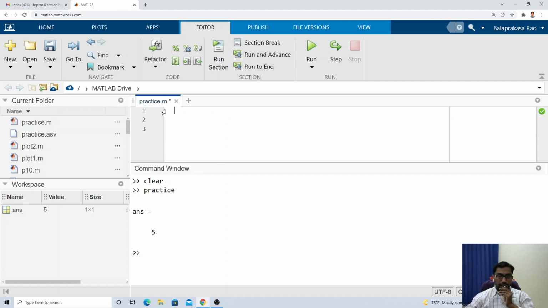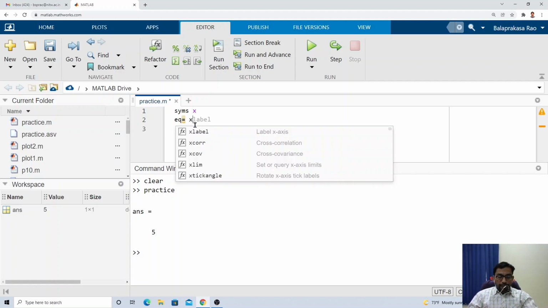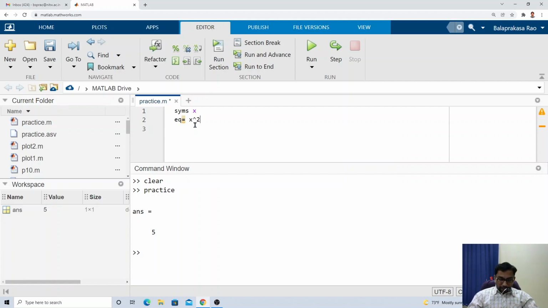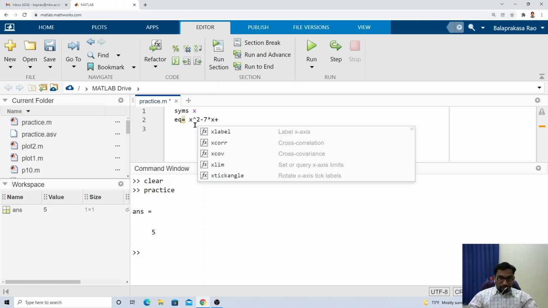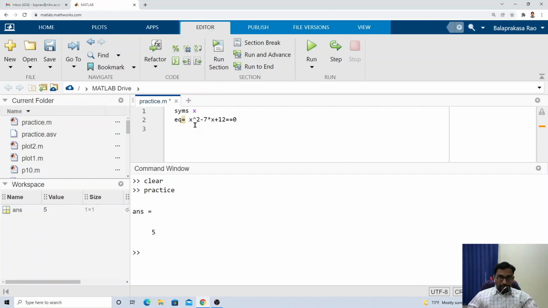Now we will see how to solve roots of equation here using the solve function. Using this roots function we have already discussed. Now let us say how to find roots of equation using the solve function. Let me define symbolic variable x, right? Let me define an equation. Let us say x square, minus 7 times x plus 12 is equals to 0. This is the equation that we have defined. Let me give a semicolon also.